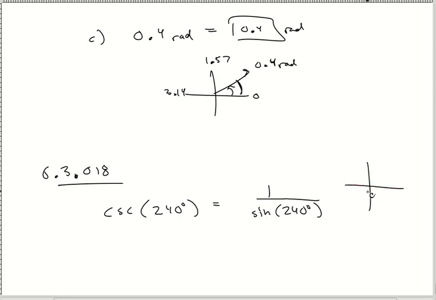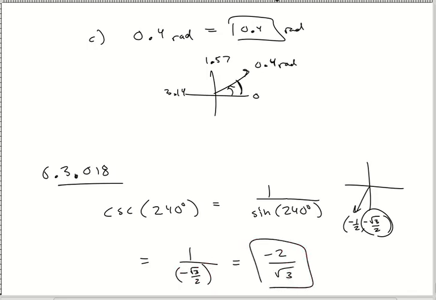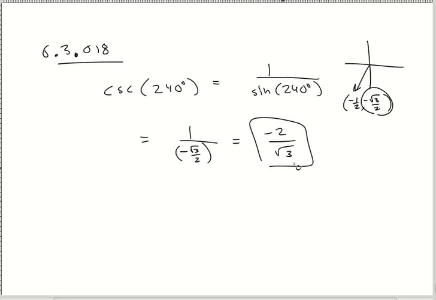Where's 240 on my unit circle? It's down over here. If you look at the point down here, it's going to be negative 1/2, negative square root 3 over 2. Now sine is my y value. And so I've got 1 over the y value, negative square root 3 over 2. That's a good enough answer. If you want to simplify it a little bit more, that's fine. You could also rationalize the denominator, but I don't recommend it.